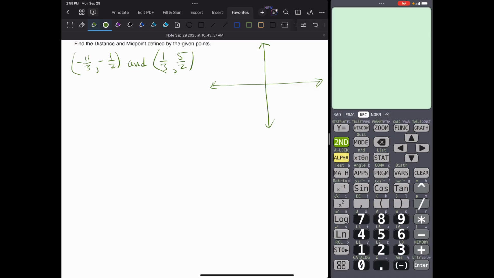Let's just mark out 1, 2, 3, 4, 5 on each side of each axis. We're not talking accurate, we're talking sketch.